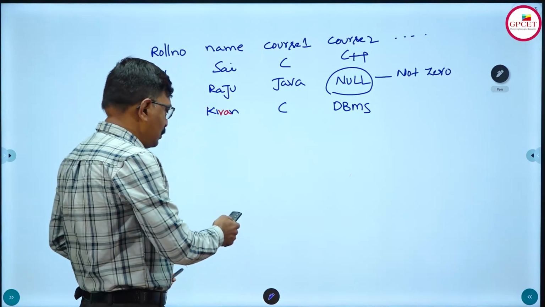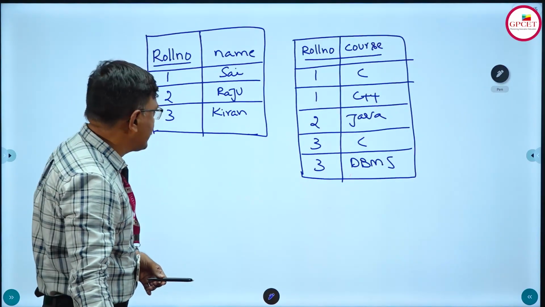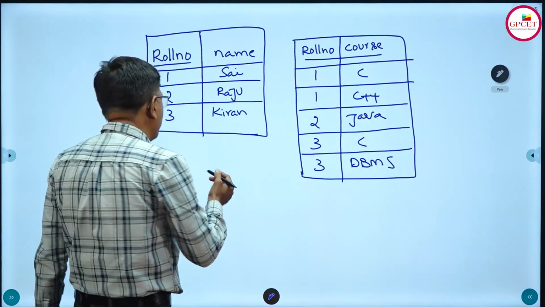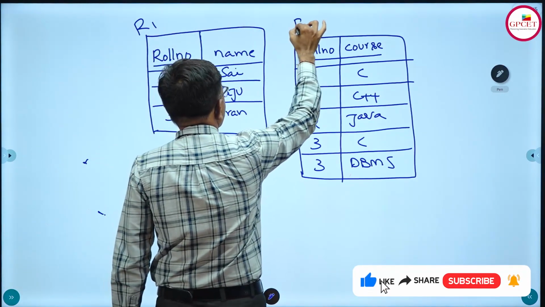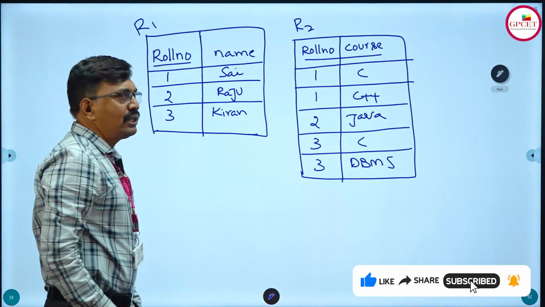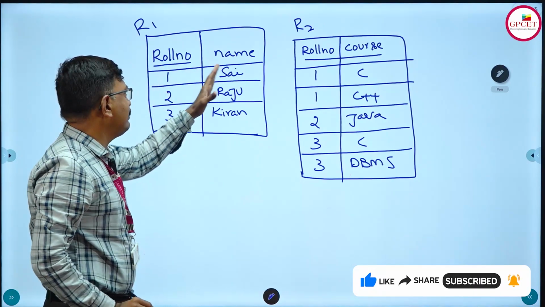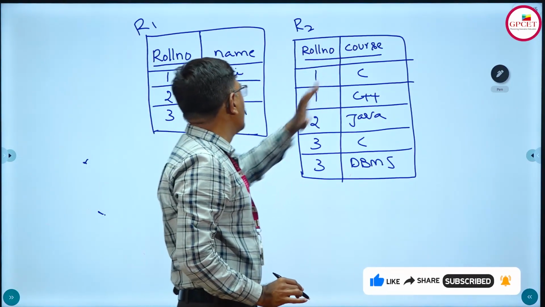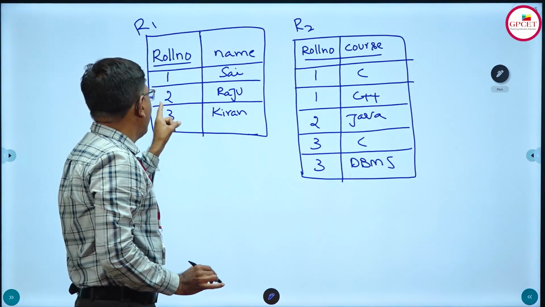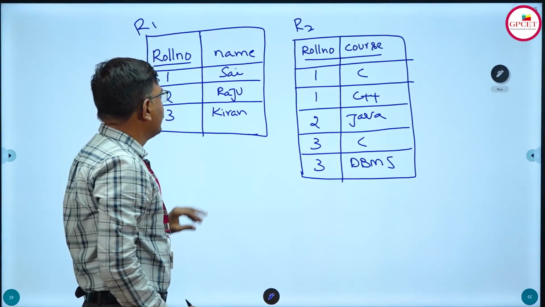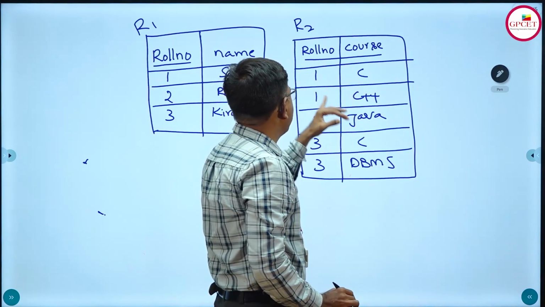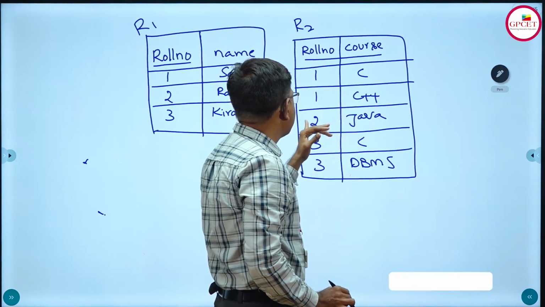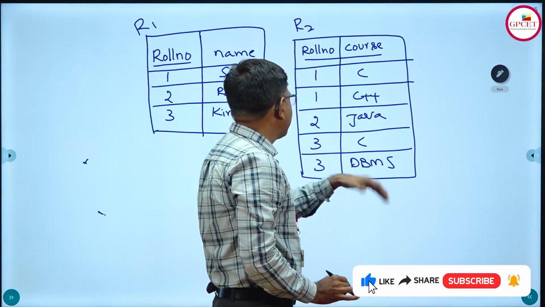First normal form solution, third case. Observe here, it can be decomposed into two relations, R1 and R2. The student table can be divided into two relations. One is roll number, name; the second table is roll number, course. Observe here: 1 Sai, 2 Raju, 3 Kiran. And in the second table, roll number, course combination: 1 C, 1 C++, 2 Java, 3 C, 3 DBMS.